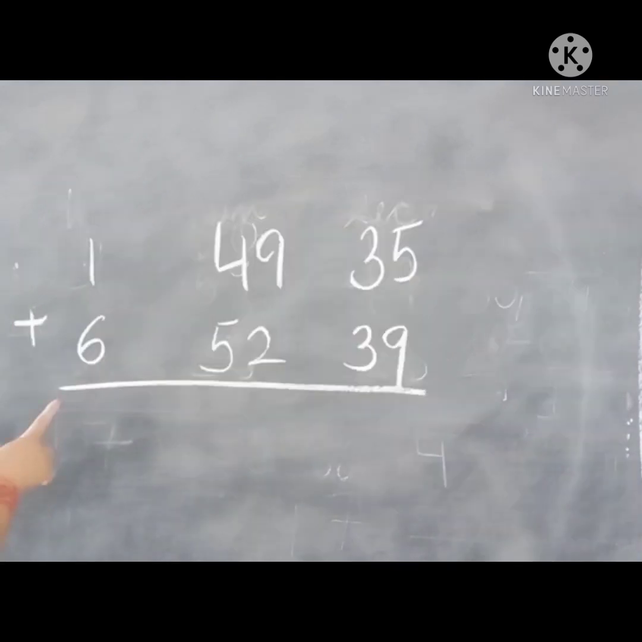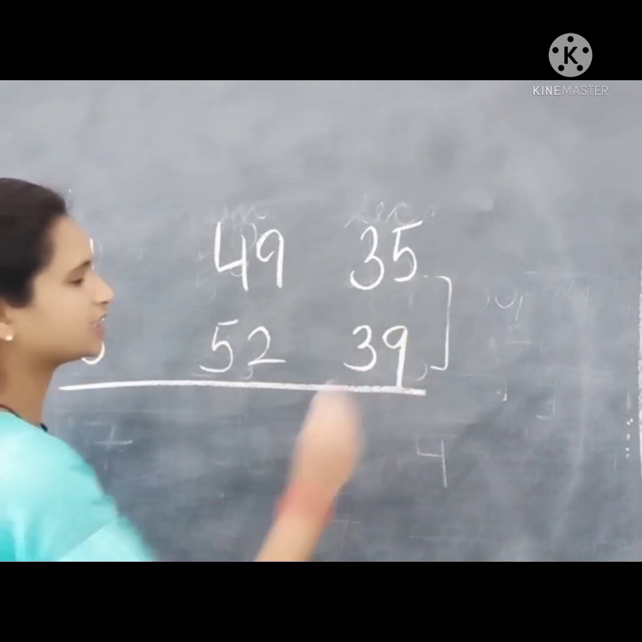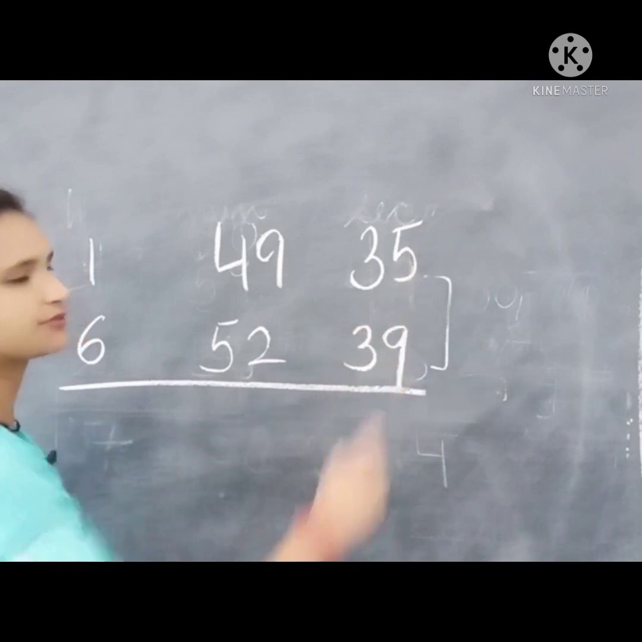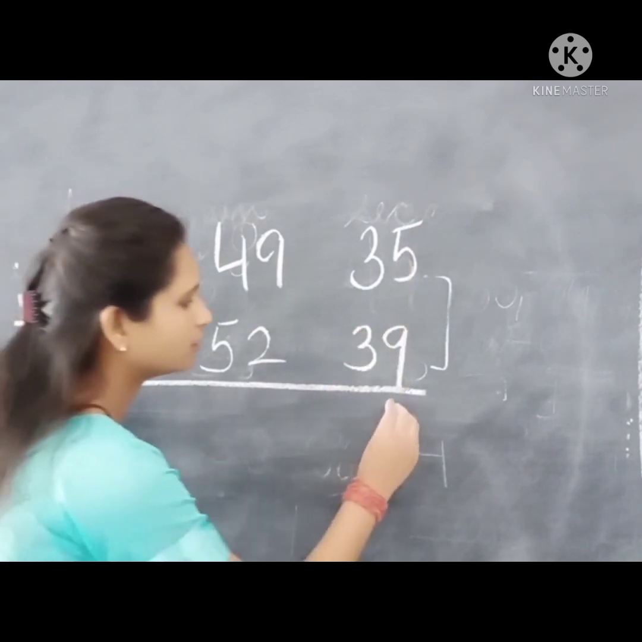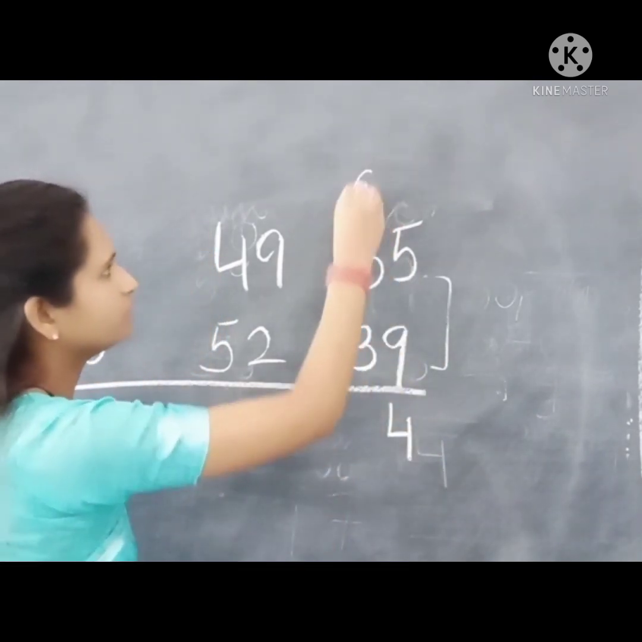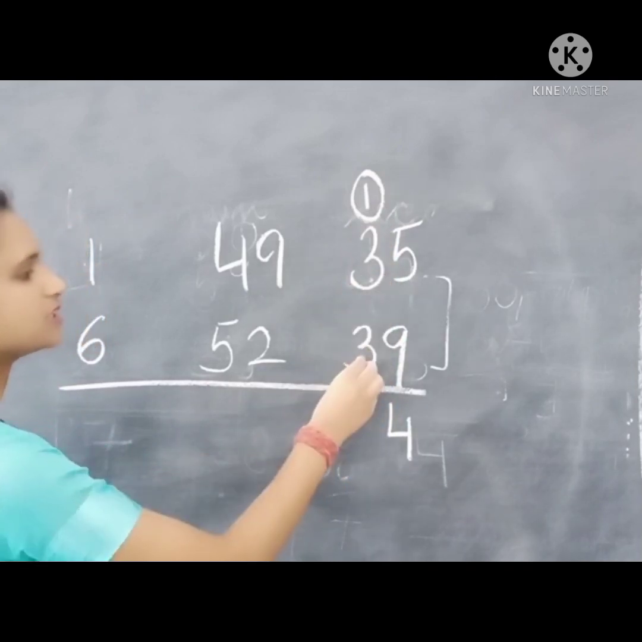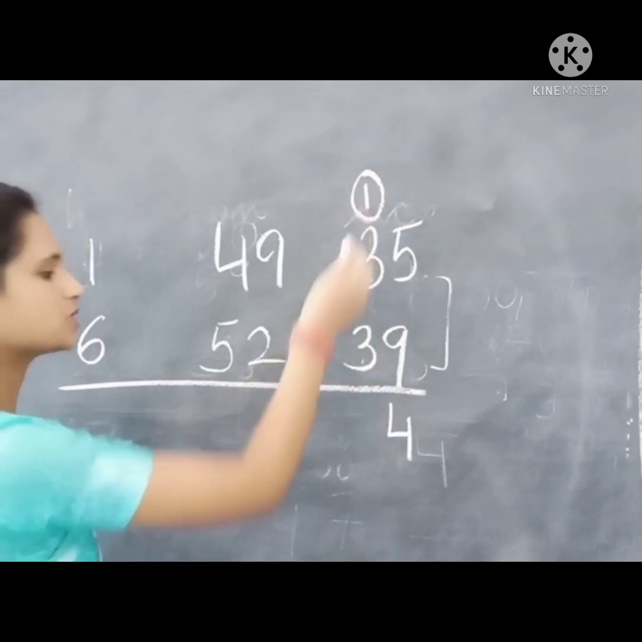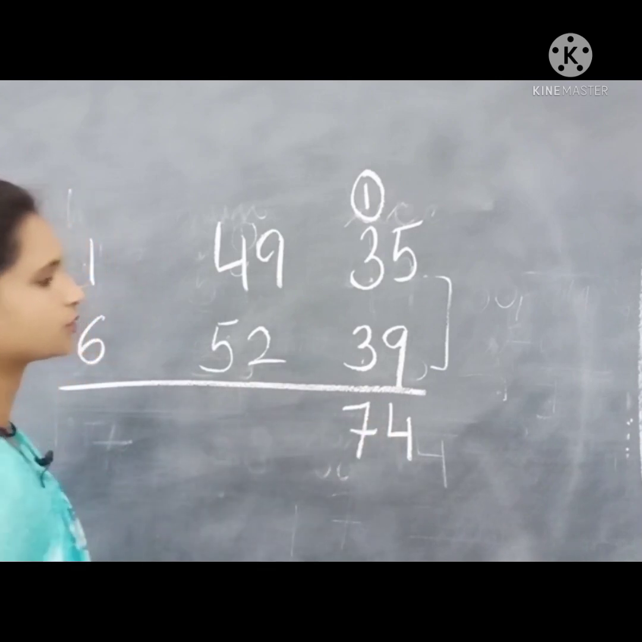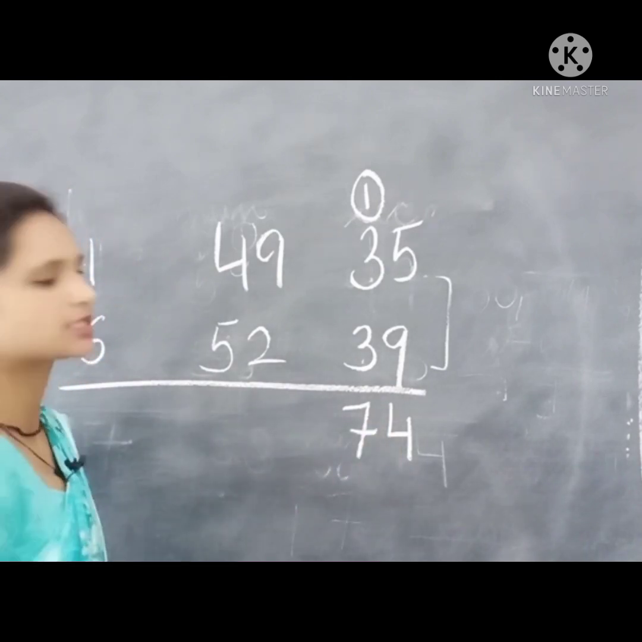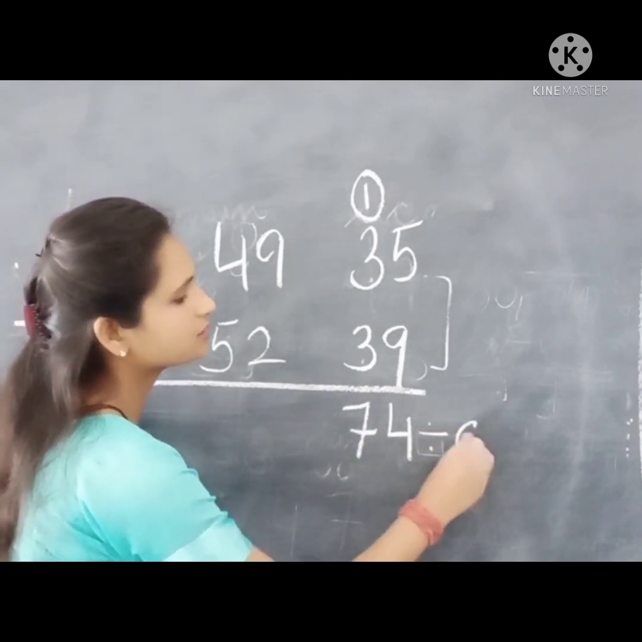Okay. Now let us take our third example. We have to add 1 hour 49 minutes and 35 seconds with 6 hours 52 minutes and 39 seconds. So let us first add these two. 9 plus 5, that is 14. 4 here and 1 will go as carry. 3 plus 3, 6 plus 1, 7. 74. Okay. So it is greater than 60. So divide it with 60.